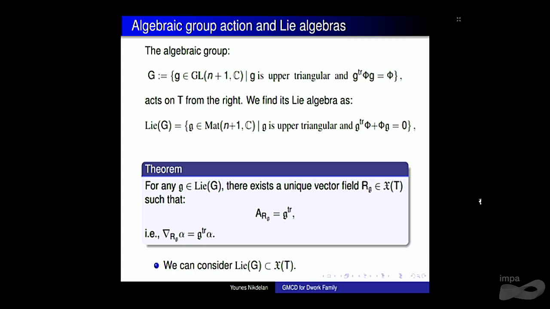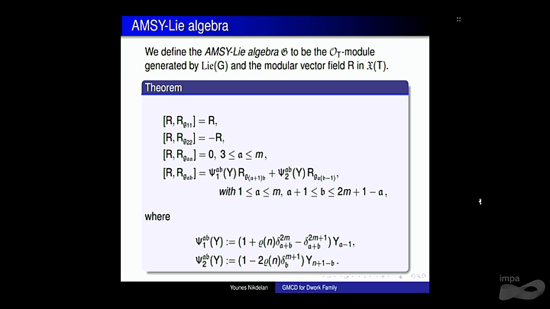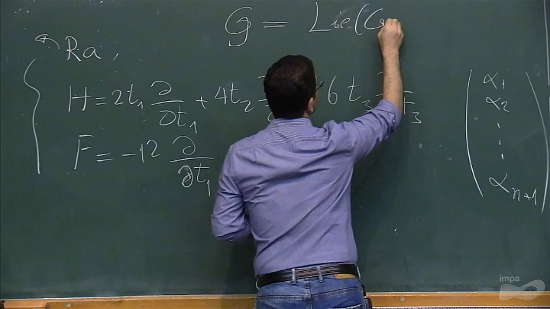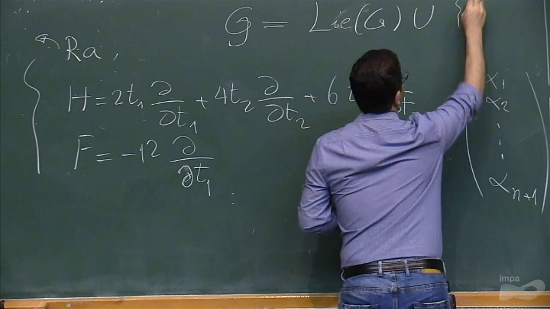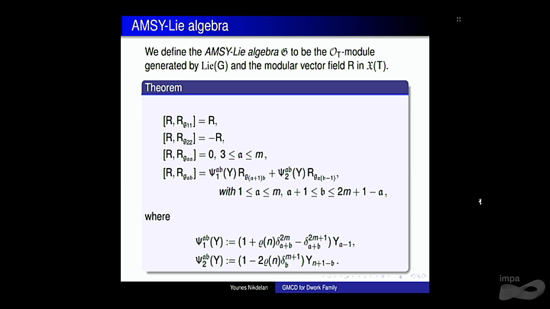So the next step is that we are defining another Lie algebra that is generated by Lie of G union with our modular vector field. We are considering this one as an OT module. So by this construction, we have another Lie algebra that is called the AMSY Lie algebra. It is related to a work that Hossein did with Alim, Yao, the other one. I don't remember the name. Yeah.